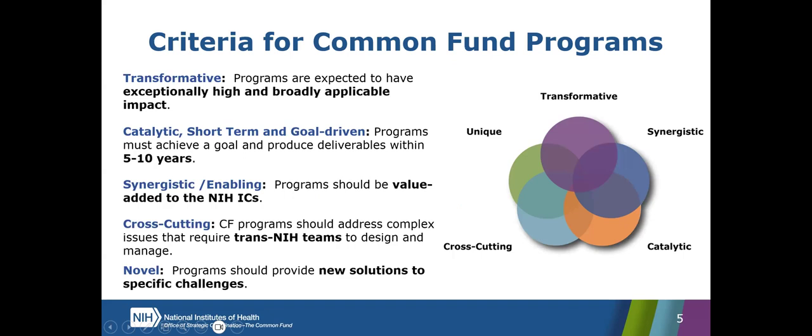Thank you. There are certain criteria that need to be met to ensure that the programs are suitable for Common Fund support. These programs should have a high impact and create new research or clinical care approaches. Next, the program must have a defined goal and deliverables that can be achieved within 5 to 10 years. The output of these programs should enable the mission of the multiple ICs, or institutes and centers, and be cross-cutting, addressing complex issues that require trans-NIH teams to design and manage. There must be a reason why strategic coordination is required. And finally, these programs should provide new solutions to specific challenges and not be something that another entity would be able or likely to support. If there are similar efforts, the Common Fund program should be tightly coordinated to prevent duplication of effort. Next slide.